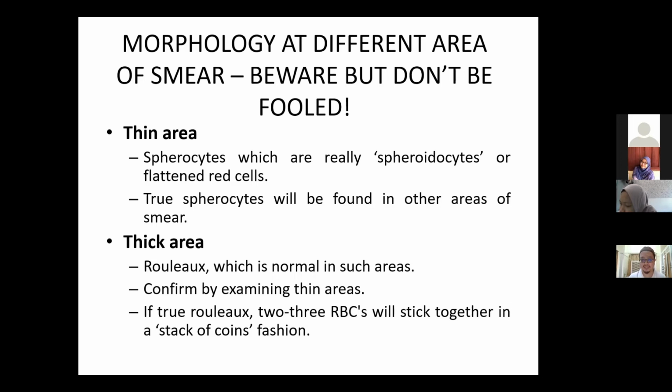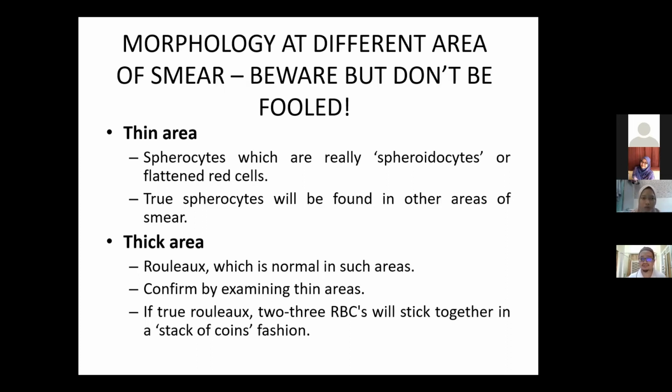Spherocyte is a clinical diagnosis. If we look at the thin area, sometimes there are many there, but these are actually spherodocytes, due to the way we perform the smear. True spherocytes will be found in other areas of the smear. If the person really has spherocytosis, we will see spherocytes in other parts of the smear as well. So this is one way to not be fooled.